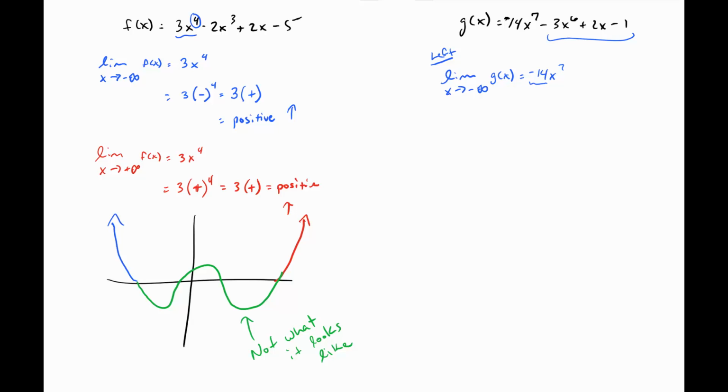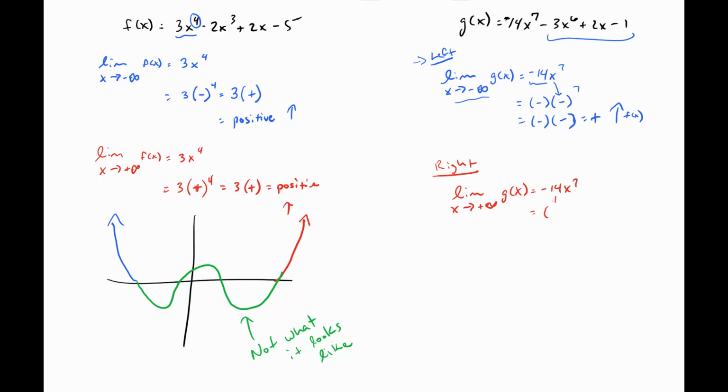So really what we're going to end up with here is a negative times a negative. Again, x is approaching negative infinity, so x is going to be negative to the 7th power, which is going to be negative. A negative times a negative is positive, so it's going to look positive. It's going to be going up. So as x goes to the left, g of x goes up. So let's look at our right-hand behavior.